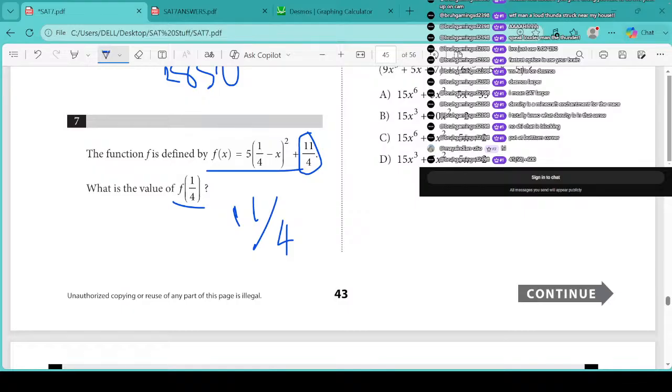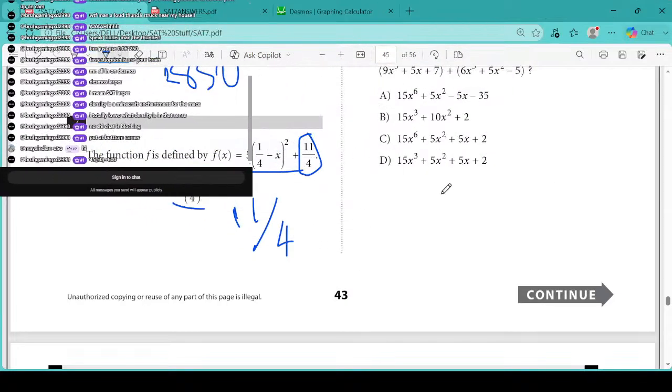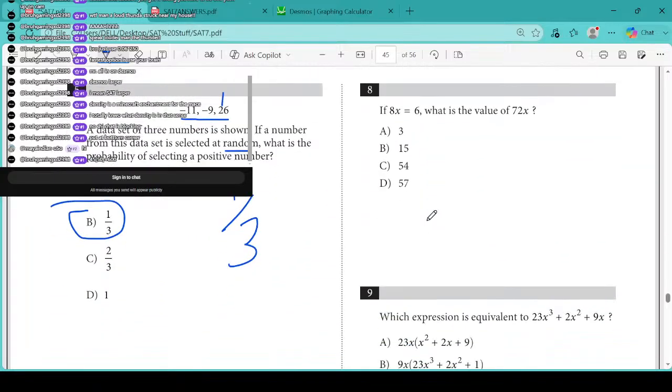Right? If you got questions, just ask me in the live chat. Let me scoot chat over this way so it won't block the questions again. Let's move on to question number 8.